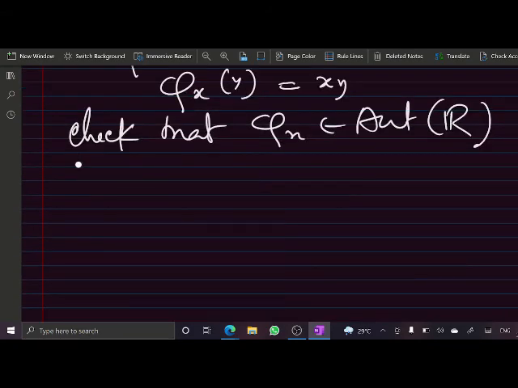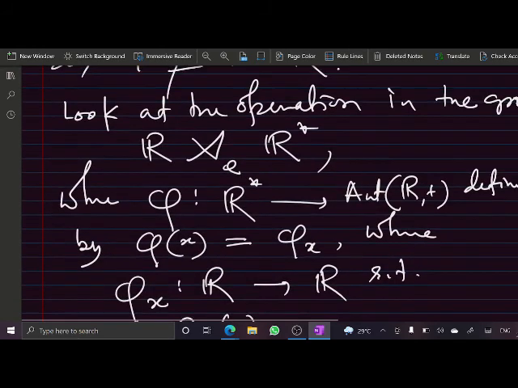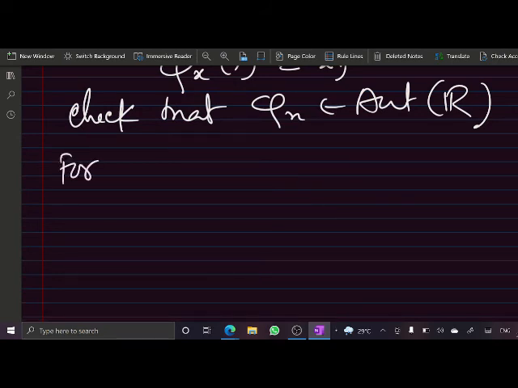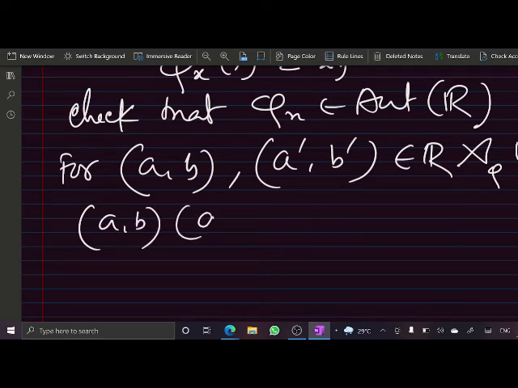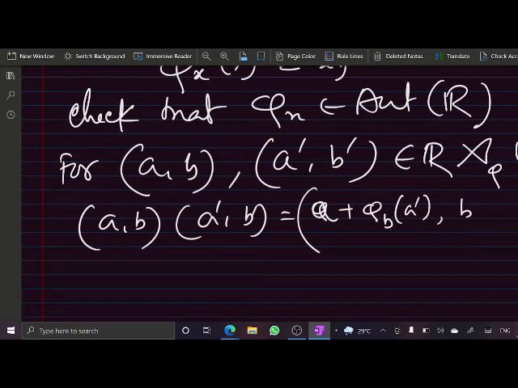Look at the operation in the semidirect product R cross R star. For any two elements (a, b) and (a', b') belonging to this one, we have (a, b)(a', b') equals, by the definition, a plus phi_b(a'), right? That is, bb'.